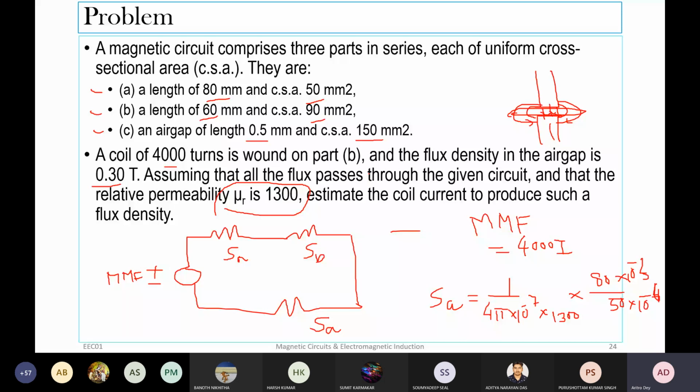Okay, so in the next class we'll take a more complicated problem like this as it is shown here, and even more problems. So the next class will be devoted to solving this kind of magnetic circuits, and after that we'll move to electromagnetic induction.